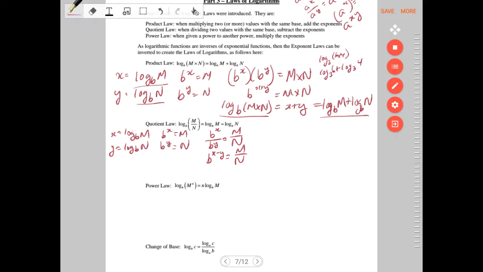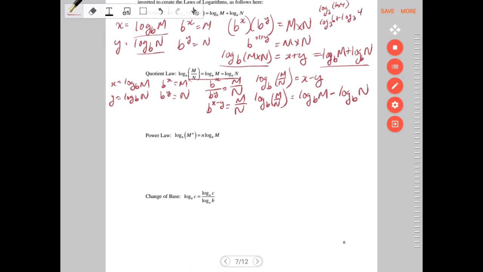Okay, I'm going to take the log of both sides. Convert it into logarithmic form because now it's an exponential. So that's log base b of m divided by n equals x minus y. We're going to sub in for x and y. X, of course, is log base b of m, and y is log base b of n. So log base b of m divided by n equals log base b of m minus log base b of n. Good, and our formula is proven.